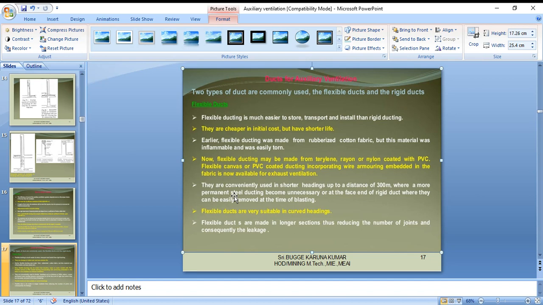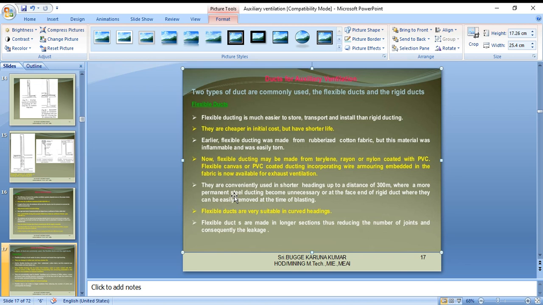Flexible ducting is much easier to store, transport, and install than rigid ducting. Flexible ducting is just like a spring type. It can comfortably be compressed into a low space. If required, it can be spread out just like plastic rubber. If you want, it can be enlarged. If not required, it can be compressed, just like the waste pipe most washing machines use.